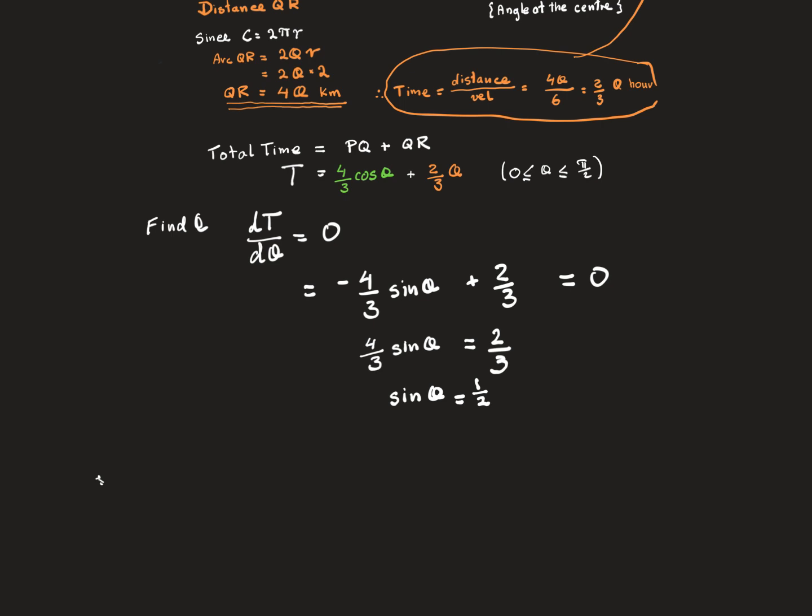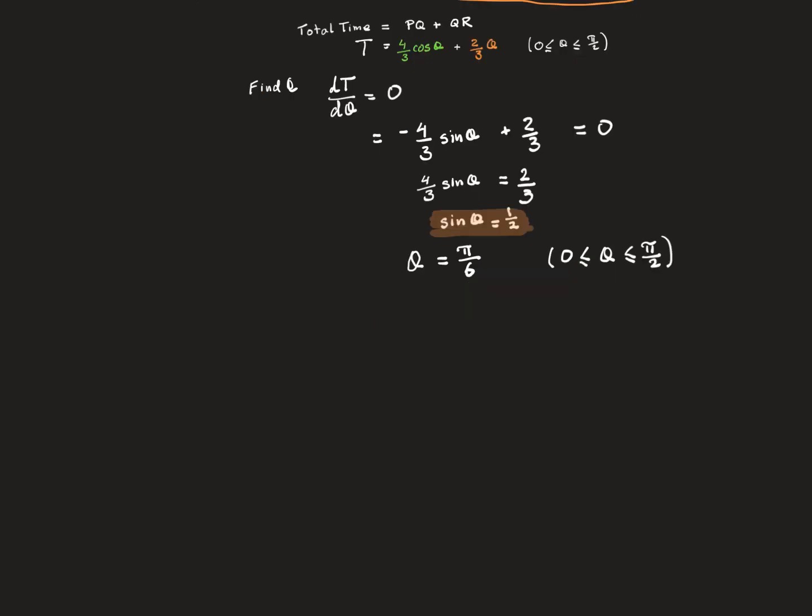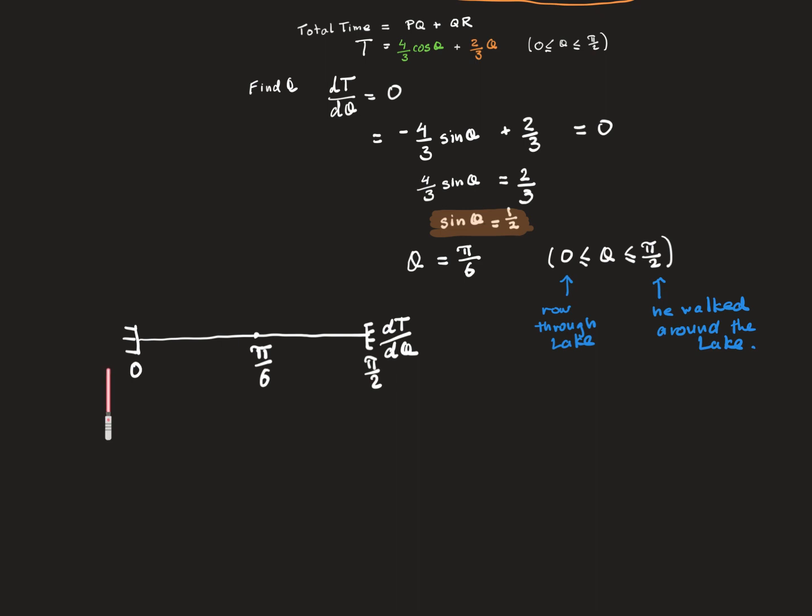In my previous video, I showed you exactly how to solve this, so please have a look at the previous video. Do we get the minimum time or the maximum time? We're going to have to draw a sign diagram. But just remember that 0 meant that he was rowing through the lake, and when theta is pi on 2, that means he walked around the lake. Now this will be the sign diagram for dT over d theta.